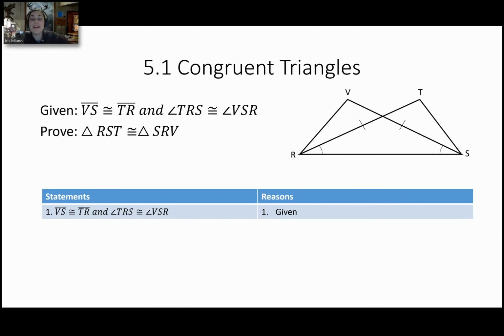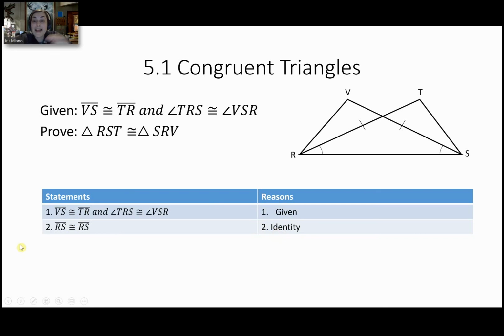That's your freebie. From there, I'm going to look at my figure and recognize that RS is the base of both of the triangles at the same time. So I'm going to say that RS is congruent to itself via identity. That's the justification. Anytime you need to say something's congruent to itself in the process of proving triangles congruent, this is your go-to. This is the structure. This is the reason you get to use.